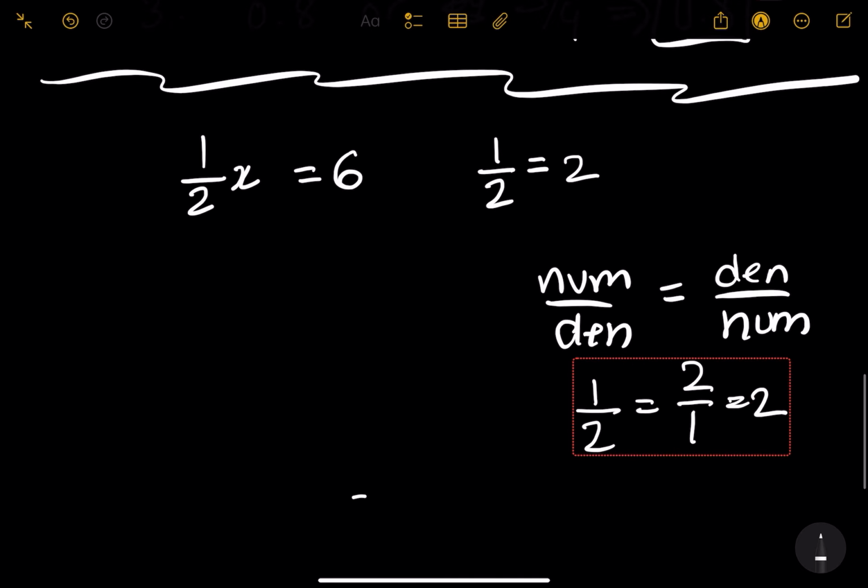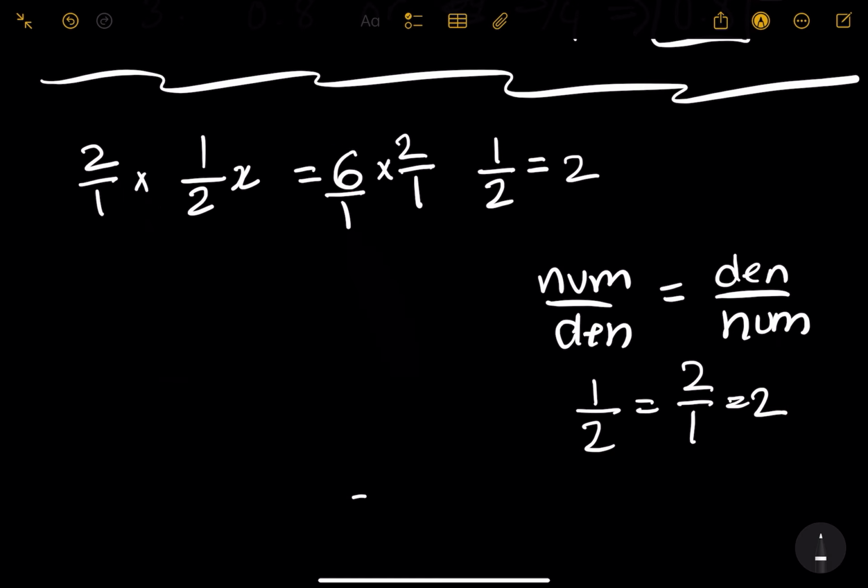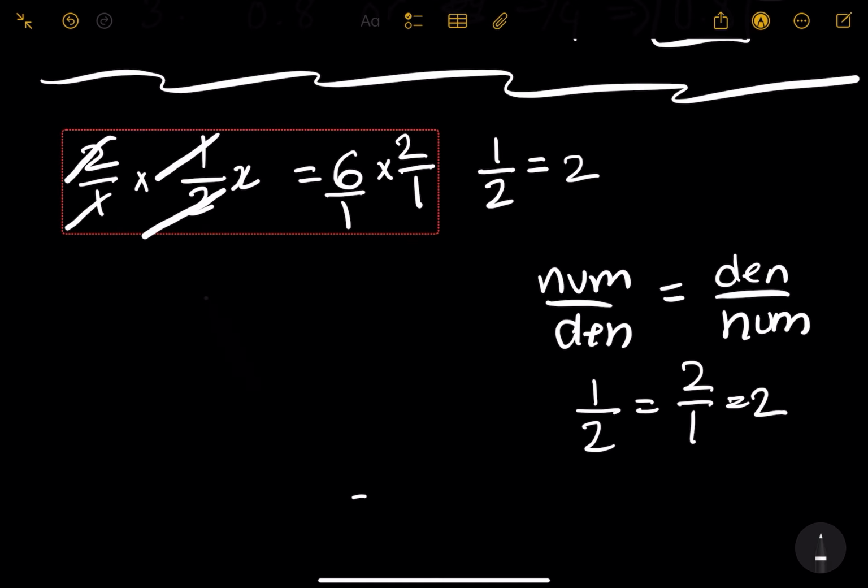So to solve that, we're going to multiply by the reciprocal. Multiply by 2/1 on both sides. So then these cancel out. So then x is equal to 6 times 2, which is 12. And that's what x is equal to.